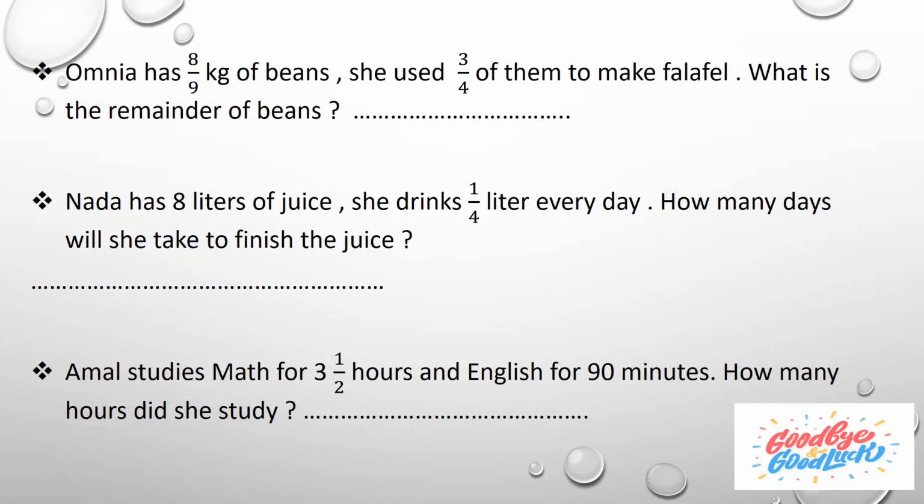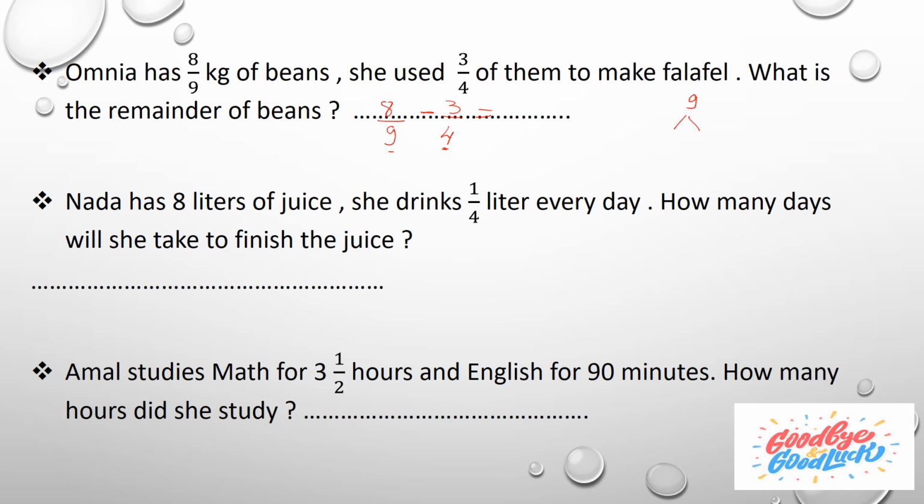Omnia has 8 over 9 kilogram of beans. She used 3 over 4 of them to make falafel. What is the remainder of beans? Subtract. I'm going to write 8 over 9 minus 3 over 4. 9 and 4, different denominators. I'm going to find the LCM of 9 and 4. Or you know that the LCM of 9 and 4 is 36. I'm going to write it.